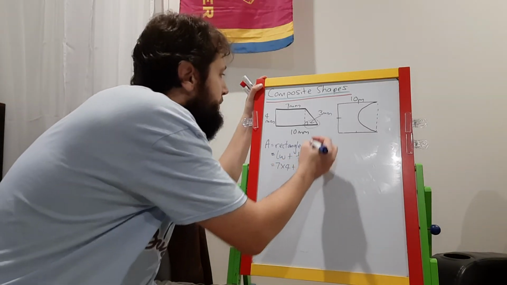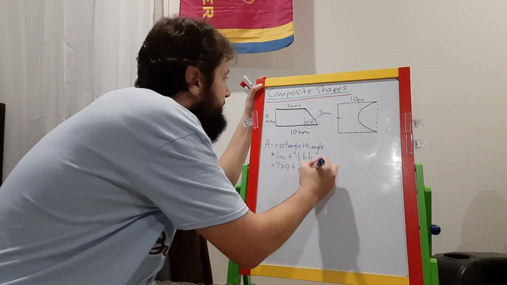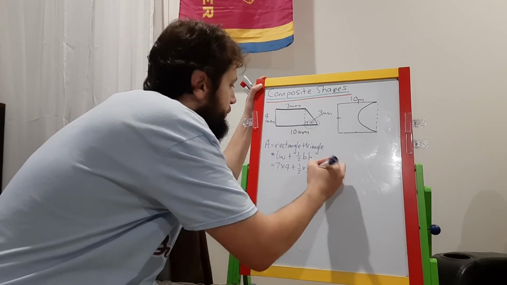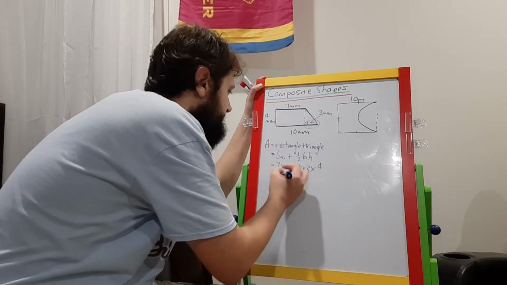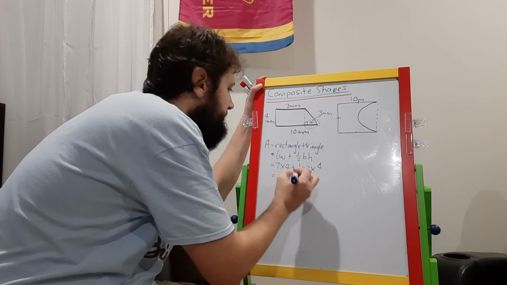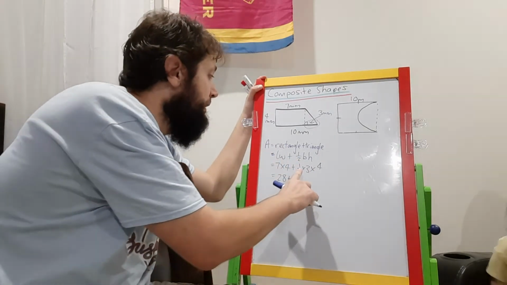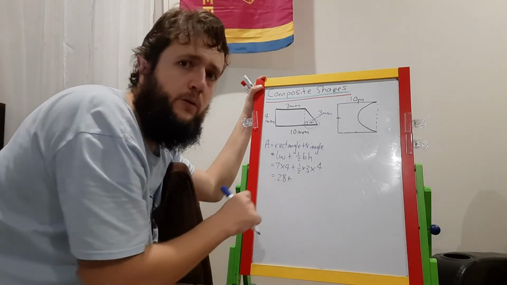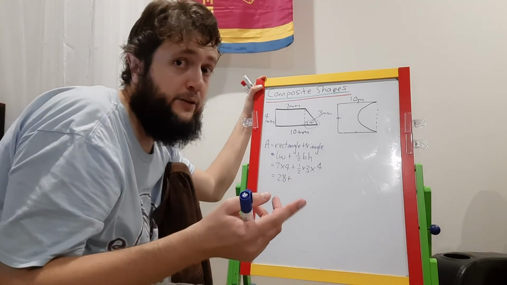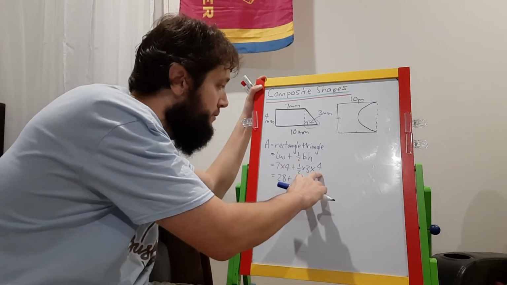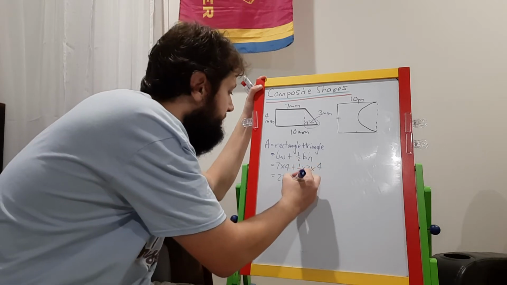So 1/2 times the base, which is 3, times the height, which is the same from the rectangle. The height there is going to be 4. So 7 times 4 is 28. Order convention, remember we do multiplication first. 1/2 times 3 times 4. You can put that in your calculator if you want, but it's not that hard to do manually. 1/2 of 4 is 2. Times 3 will give us 6.